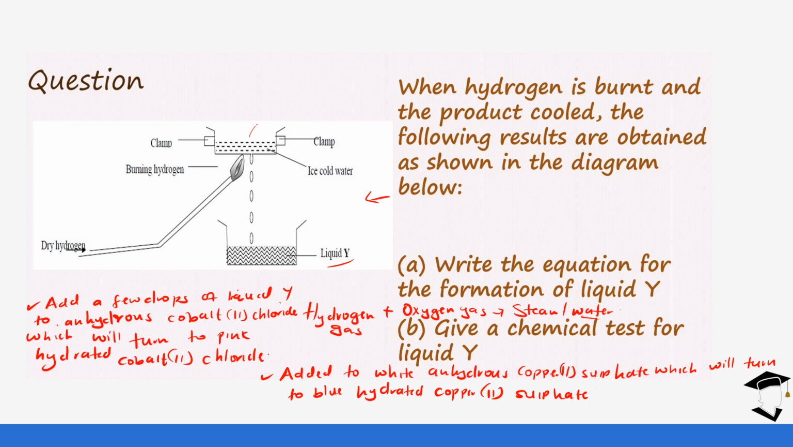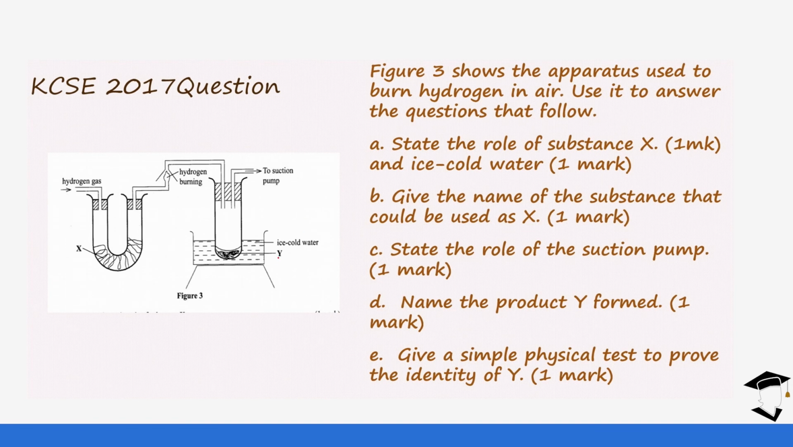Another question is this question, which was tested in 2017. The figure 3 below shows the apparatus used to burn hydrogen in air. Use it to answer the questions that follow. State the role of substance X, and the ice cold water. So substance X, if you look at the diagram, you know it is going to be anhydrous calcium chloride. And anhydrous calcium chloride is used to dry the hydrogen gas.